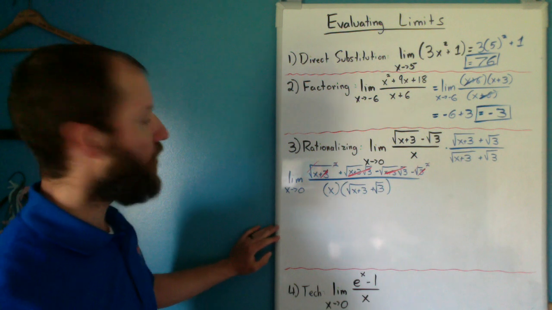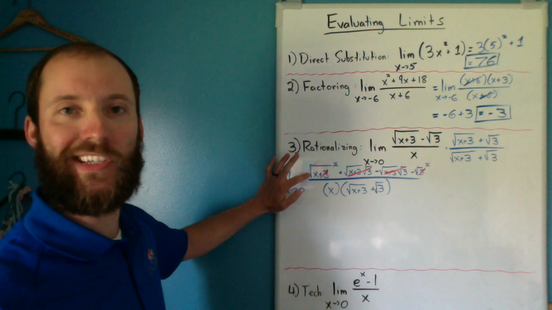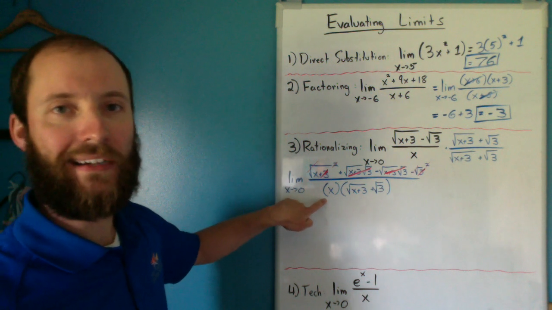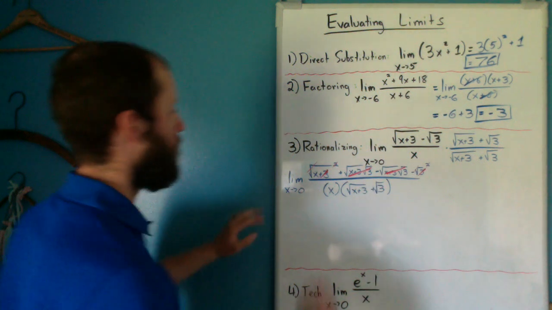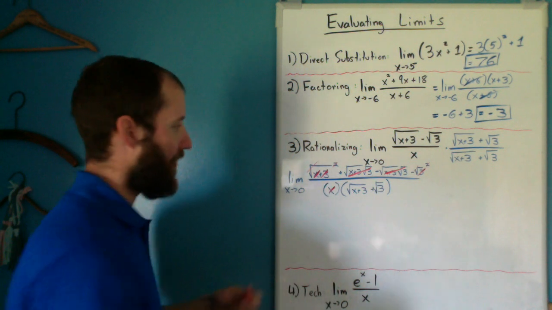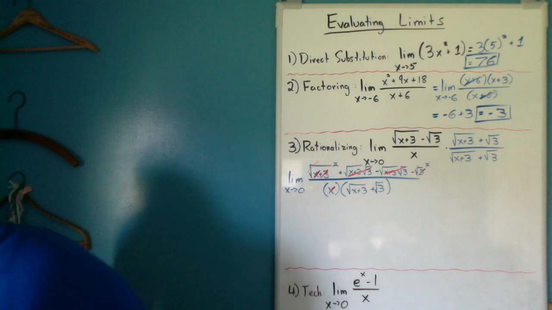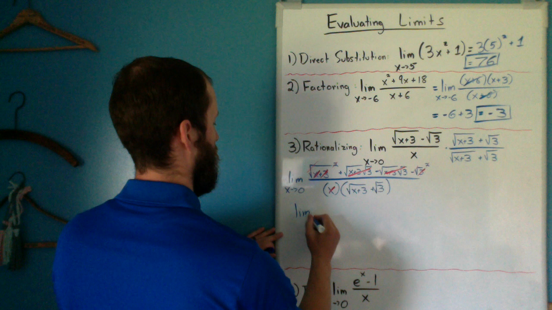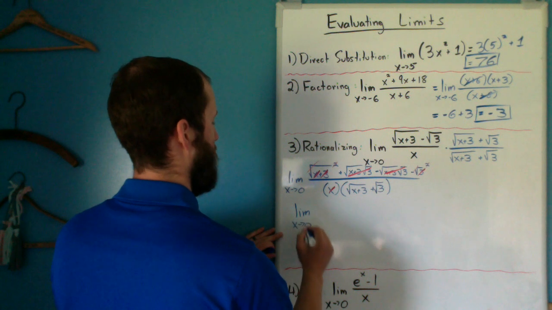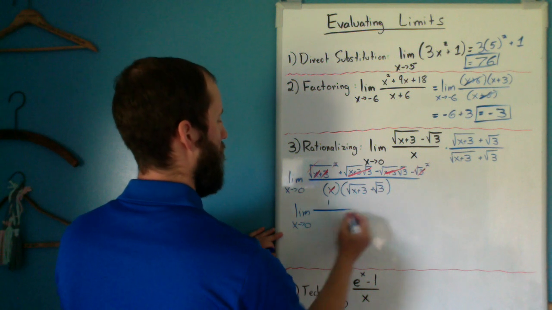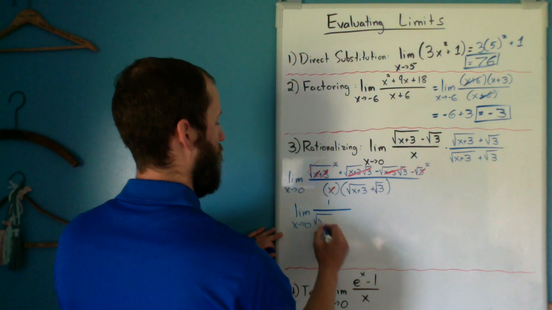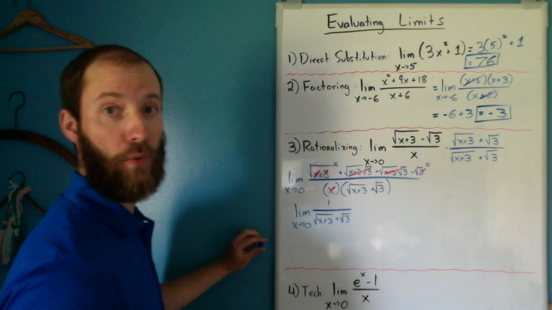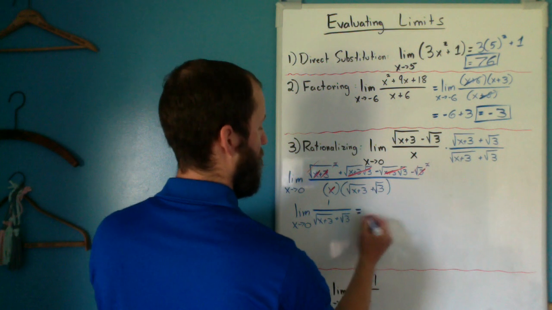Those cancel out. So now all we have in the top is just this tiny x all by itself. And look at that. There's a tiny x all by itself in the denominator as well. So the x and the x cancel out. And we are left with the limit as x approaches 0 of 1 over root x plus 3 plus root 3. So now we do our direct substitution.